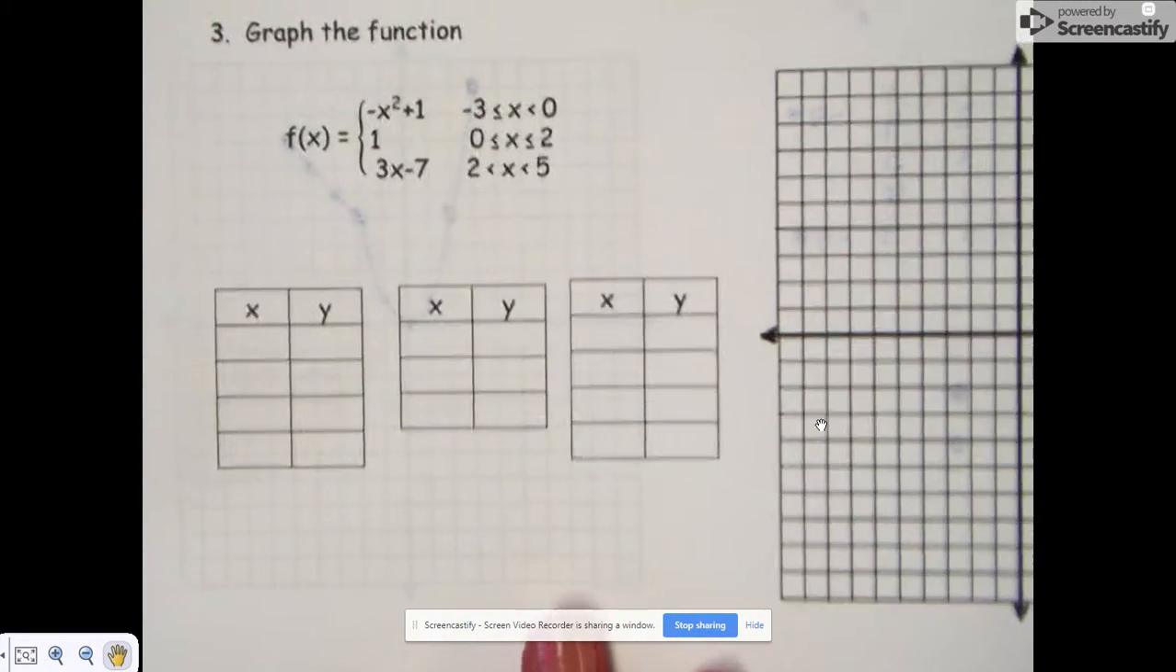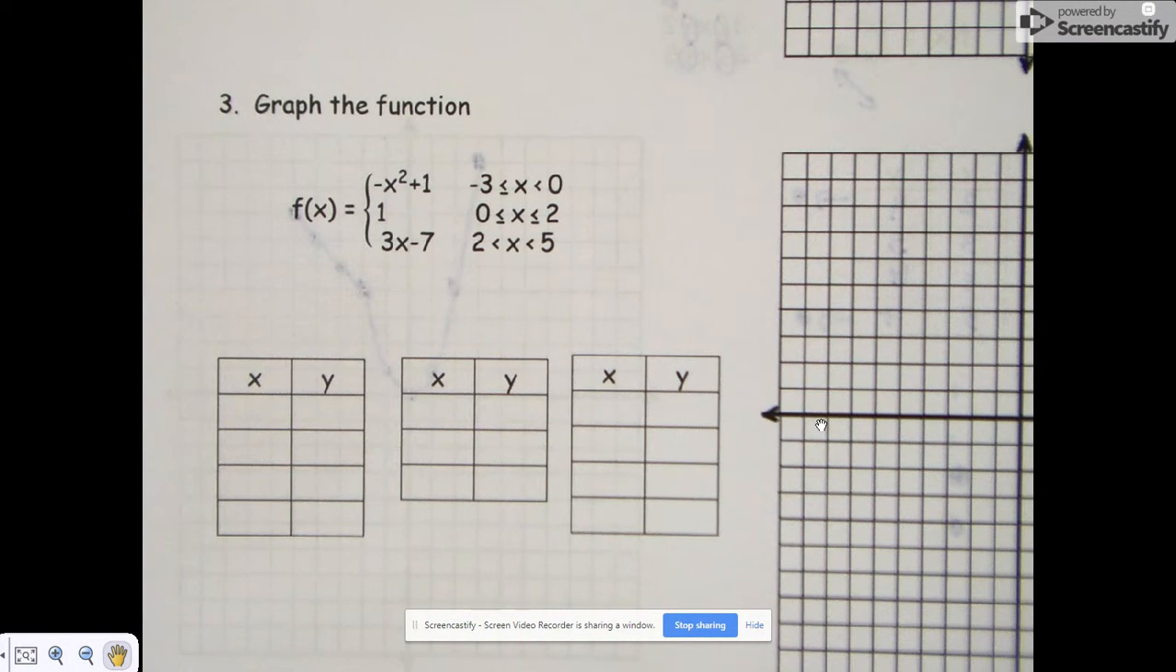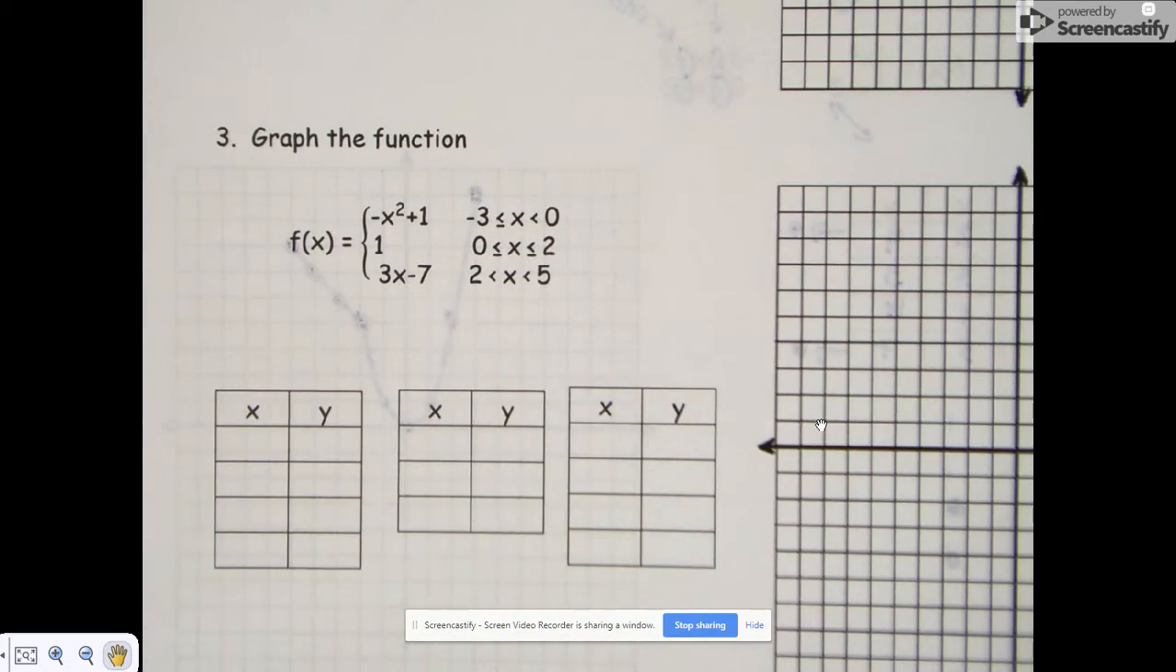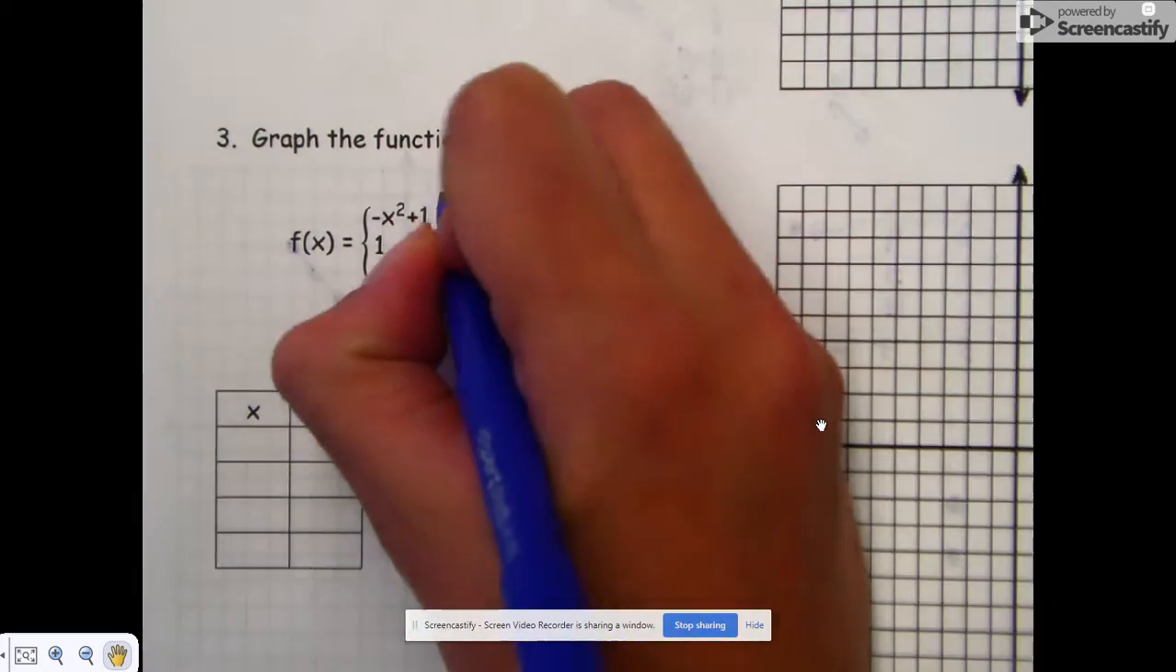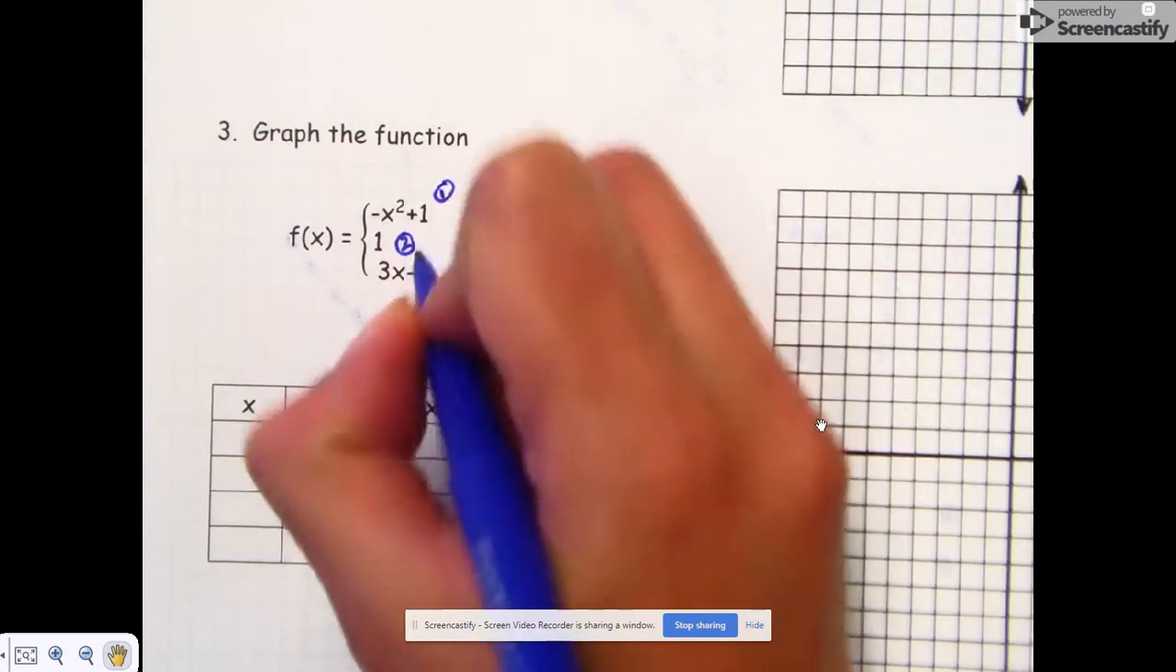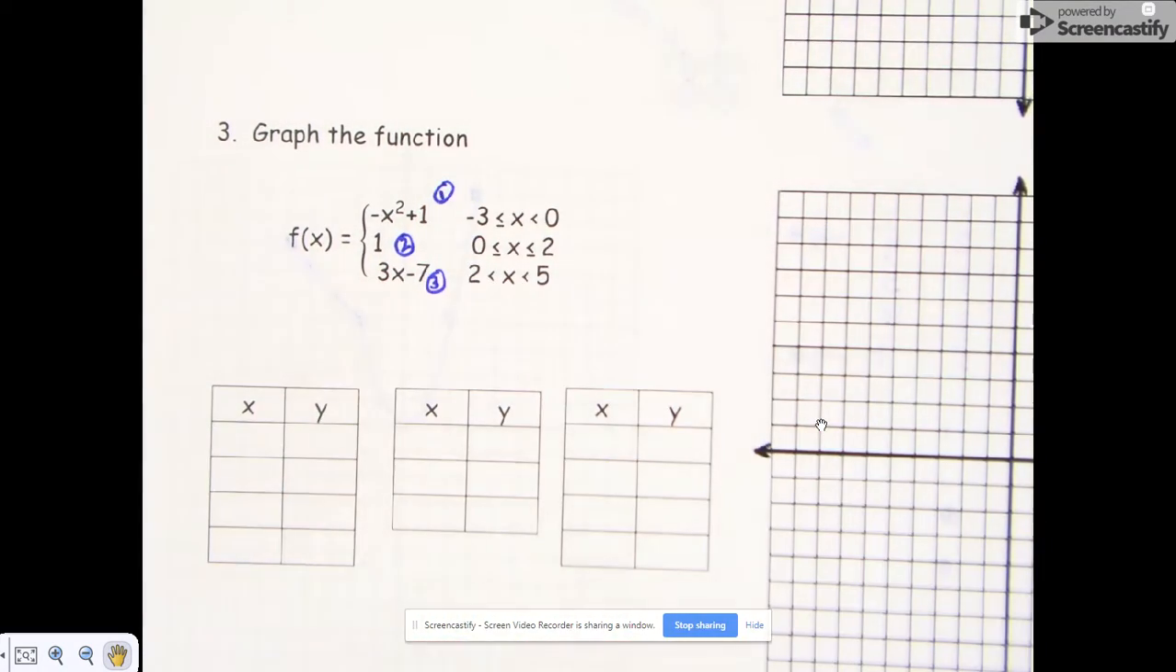Alright, so in this video I'm going to use the same packet, but I'm going to work on problem number 3 because it's a little different. In this function we have a function f of x, and this is a piecewise function because we can see it has 3 different parts. So this is the first function we're going to graph, the second one we're going to graph, and the third one we're going to graph.